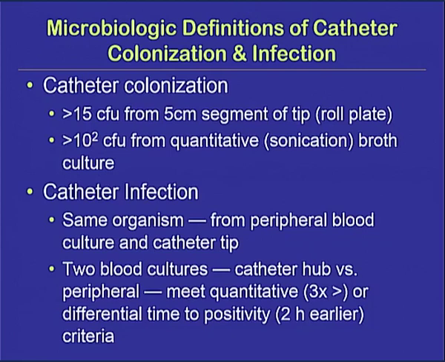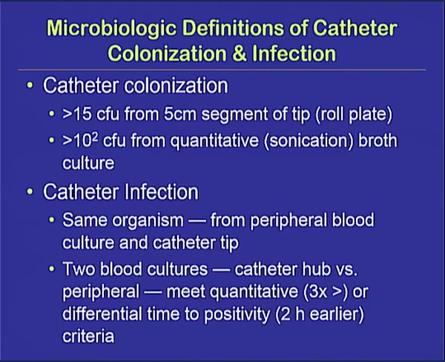How do you define a catheter-associated infection in these studies? I think the most common thing is for people to culture the distal 5 centimeters of the tip on a roll plate. Basically, they cut off the end with a sterile scissors, put it in a urine container, and it goes to the lab.